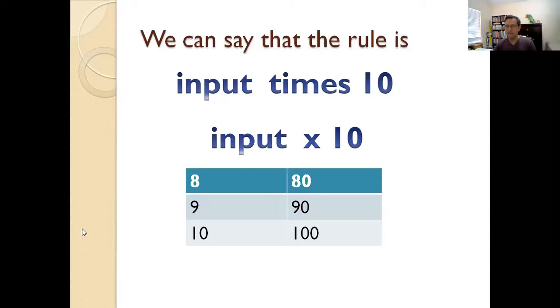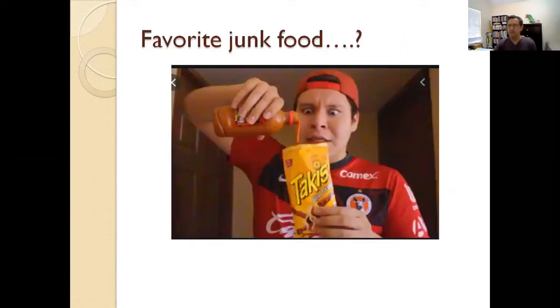Now, notice that not every table starts with number 1. This is a table that starts with number 8, but the rule is the same. 8 times 10 is 80. 9 times 10 is 90, and 10 times 10 is 100. So here, 8 times 10, the output is 80. Now, let's do some examples.